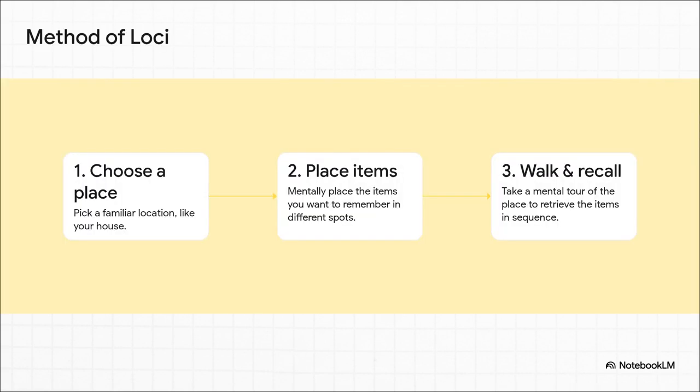Then there are techniques that use the power of imagery. And one of the oldest and most powerful is the method of loci, also known as a memory palace. It sounds complicated, but it's not. You just pick a place you know incredibly well, like your own house. Then you mentally place the things you need to remember in different spots along a path through your house. To recall everything, you just take a mental walk and see all the items you left there. It's an amazing retrieval tool.